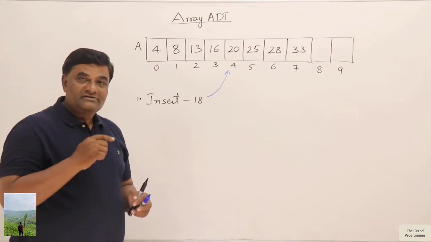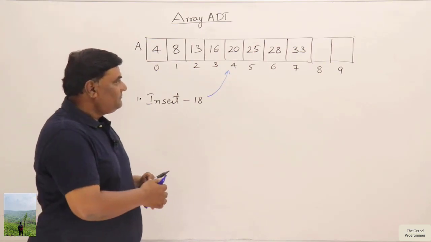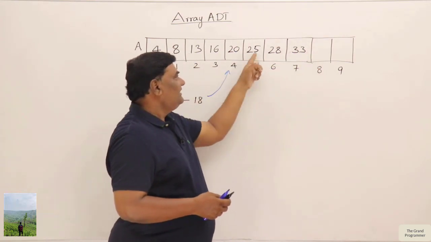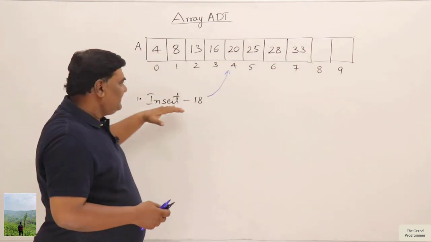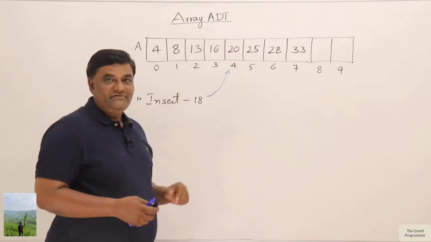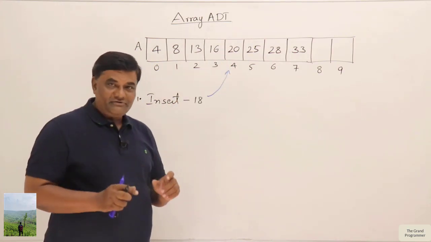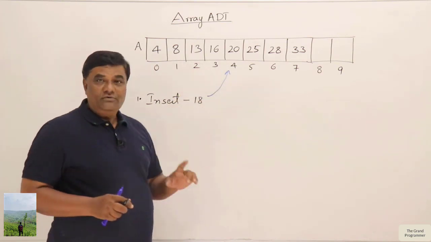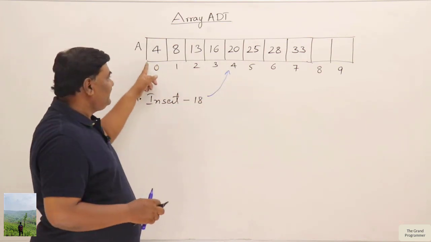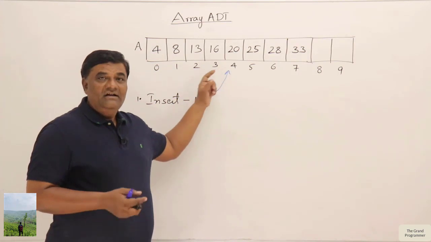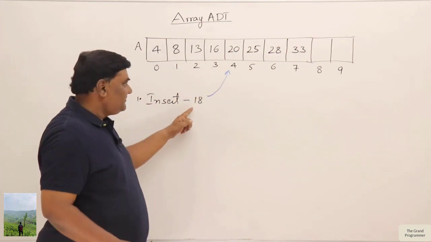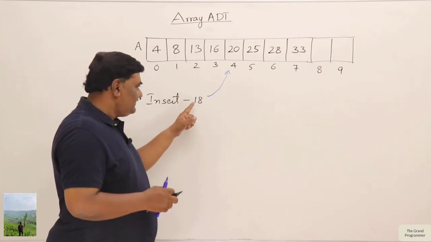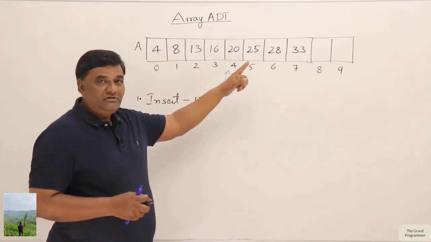So for shifting, I should start from the last element. I should shift 33, then 28, and 25, then 20, then I'll get a free space, then I can insert this one. Now let us look at the exact procedure. For inserting a new element 18 in this list, I don't have to find out its position by checking these numbers. I can simply start checking from the last number onwards.